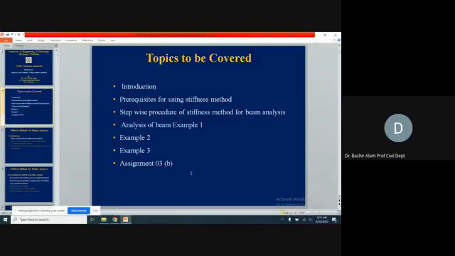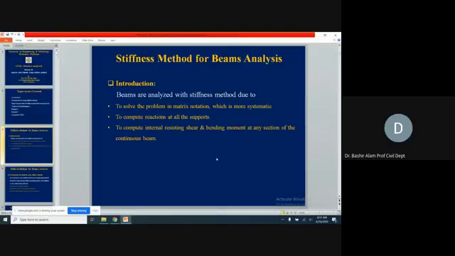Now remember, the importance of today's lecture is that we will be going through certain steps which we will repeat for the analysis of rigid joint frames as well as for trusses. So you need to be very careful while we are going through these steps. So now let's begin the introduction.